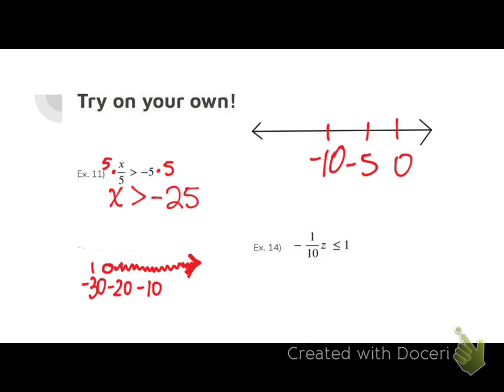All right, on 14, we're skipping ahead to 14. How did we solve this one? Multiply by the reciprocal. What is the reciprocal of negative 1/10? Negative 10 over 1. Or just negative 10. So on this one, we get z alone. Does our symbol flip? Yes, it sure does. 1 times negative 10 over 1 is negative 10. Open or closed at negative 10? Closed. We've got an equal to bar, and we shade it to the right because it is greater than.